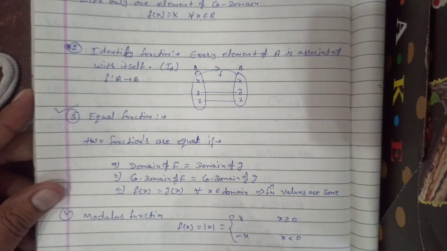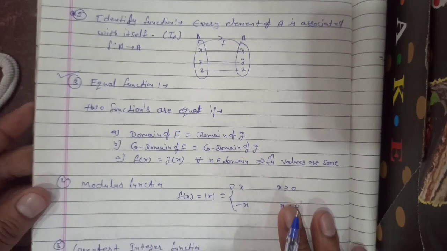This means in this case the domain, codomain and the range, all three are the same for the identity function.